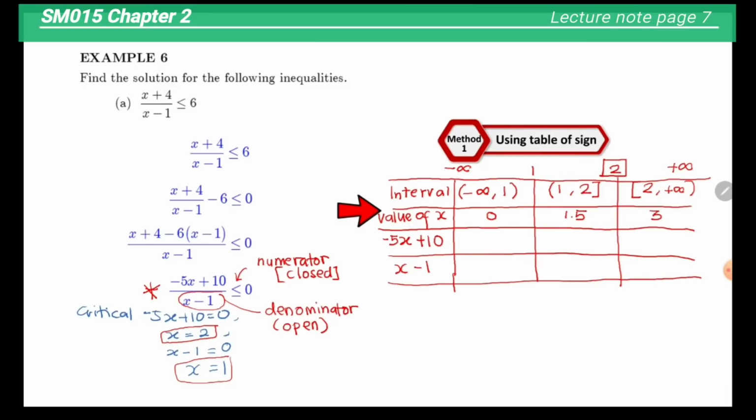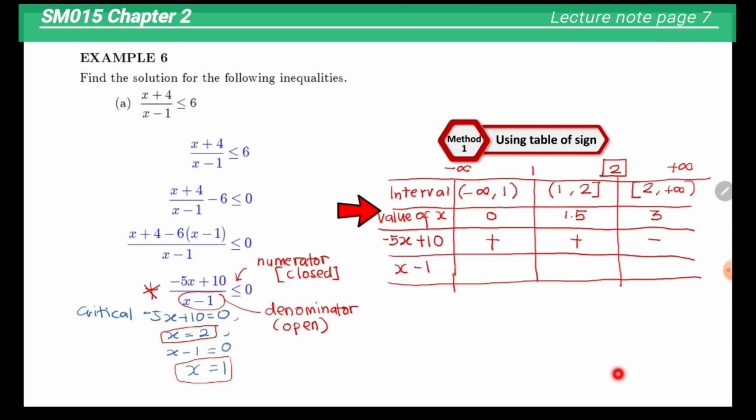If we substitute the value of x that we choose from our interval before into our factors. So if you substitute 0 into the first factor, negative 5x plus 10, you will get 10. So 10 is in the positive sign. Do the same thing for the 1.5. Substitute into negative 5x plus 10. You will get the positive sign. If you substitute the 3 into negative 5x plus 10, you will get negative.